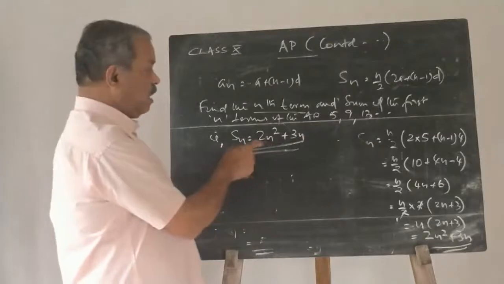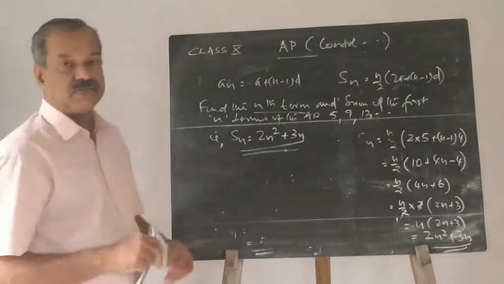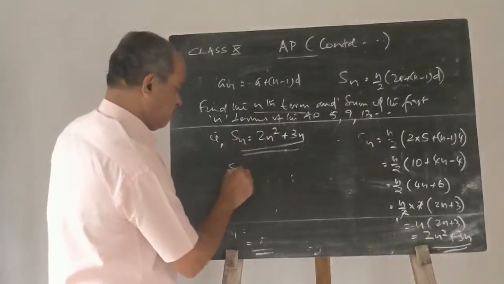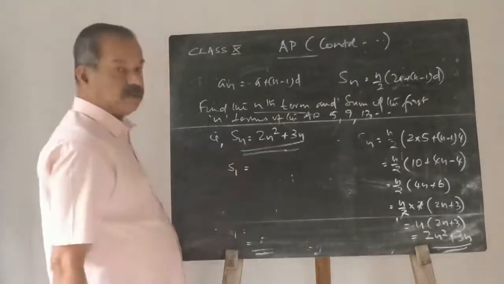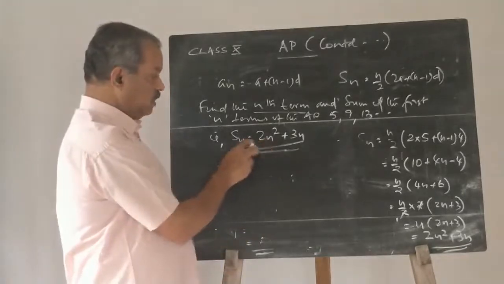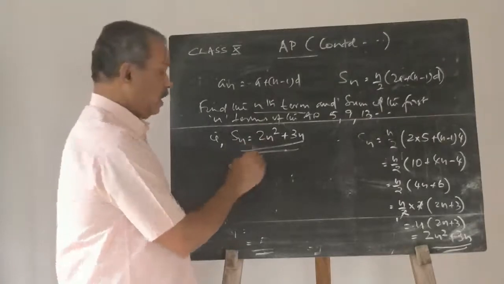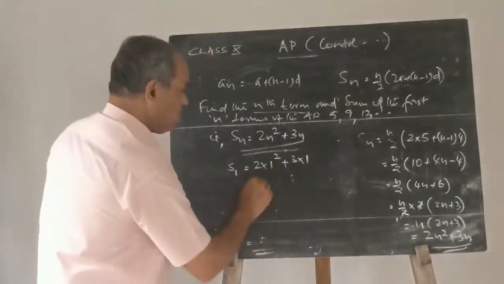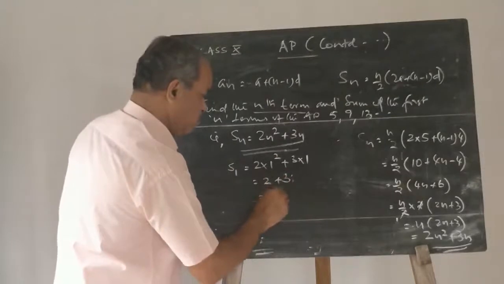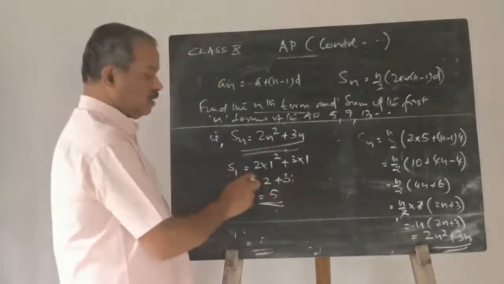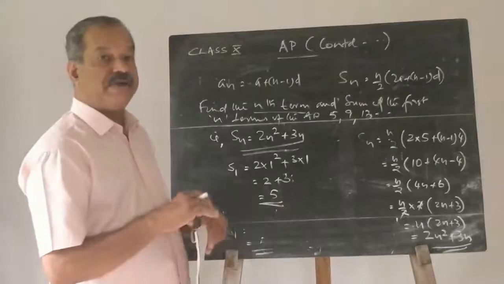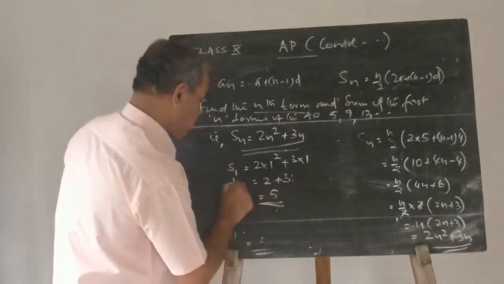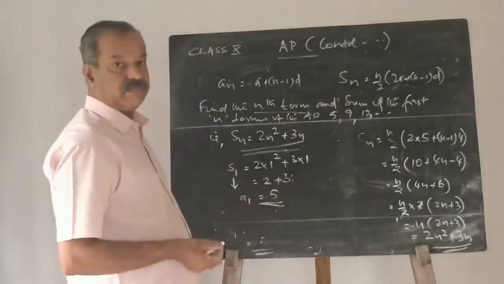How can we write the AP from this sum of n consecutive terms of an AP? As usual, S1 can be found by replacing n by 1. 2 into 1 square plus 3 into 1 is equal to 2 plus 3, which is 5. S1 means the sum of one term, which means the first term. That is, S1 is the same as a1, the first term.